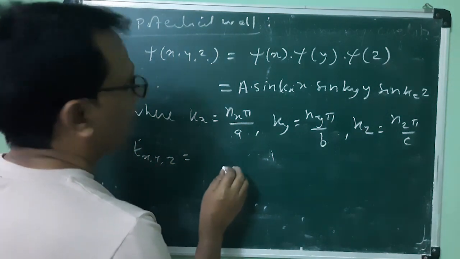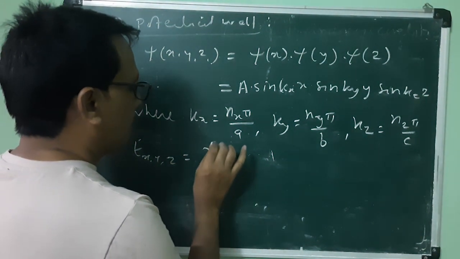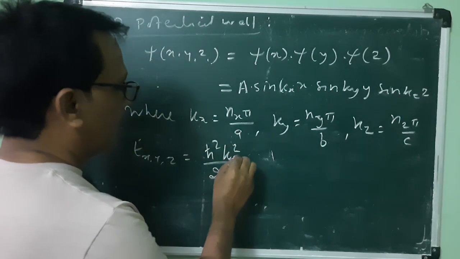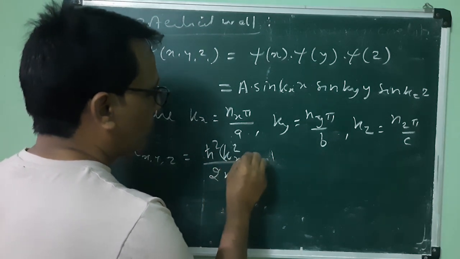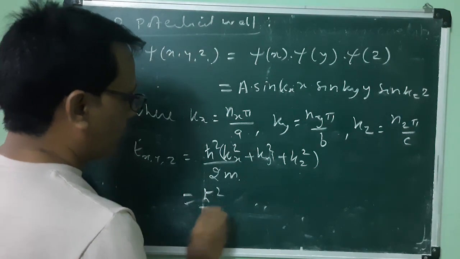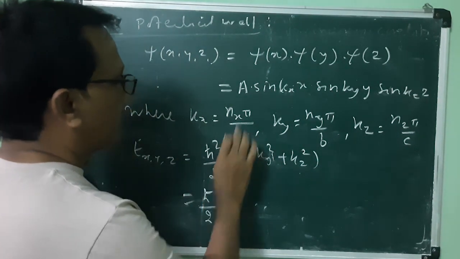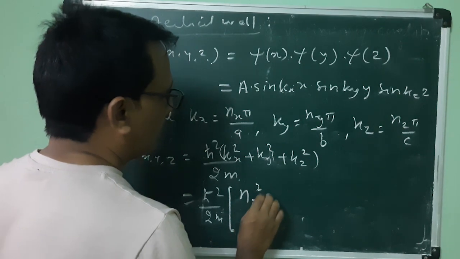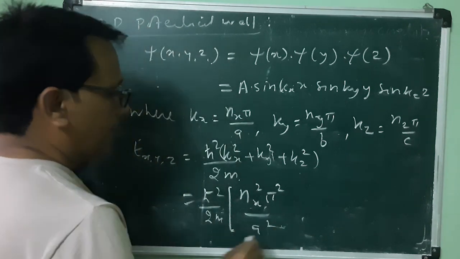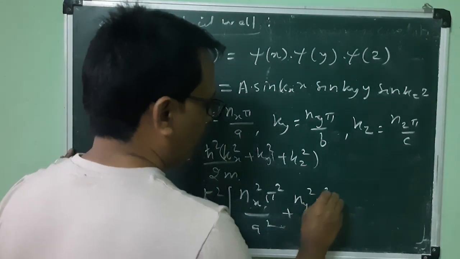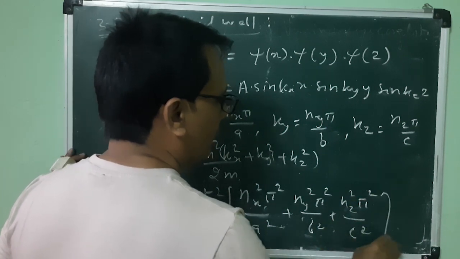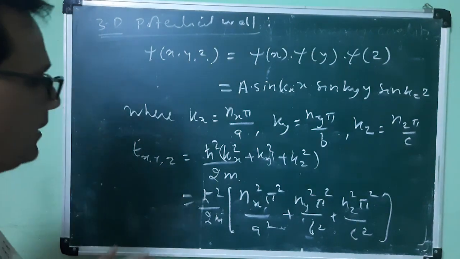So with this k square, the energy term E(x, y, z) can be equal to, from the general formula, h cross square k square by 2m. So here this is kx square plus ky square plus kz square, times h cross square by 2m, and we can put kx as nx square pi square by a square, plus ny square pi square by b square, plus nz square pi square by c square, and this is the energy term in the three-dimensional case.